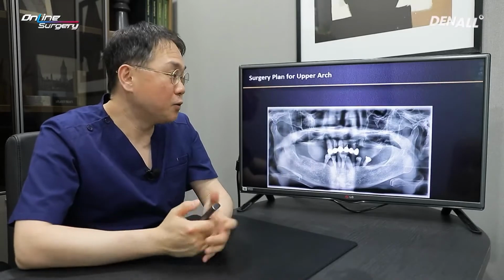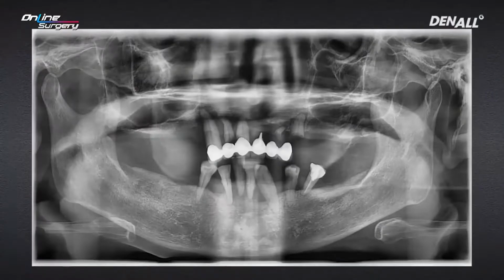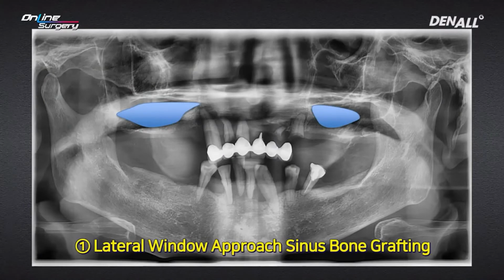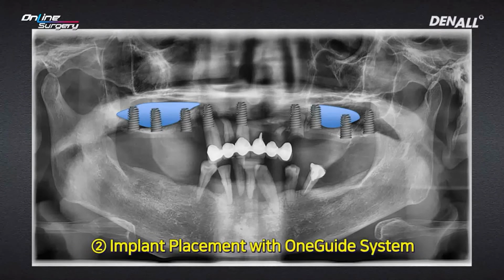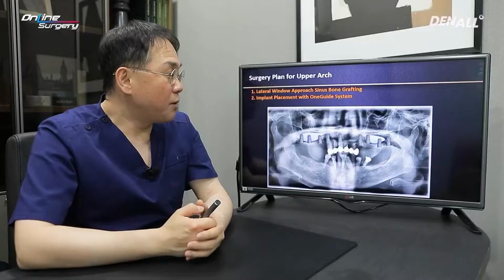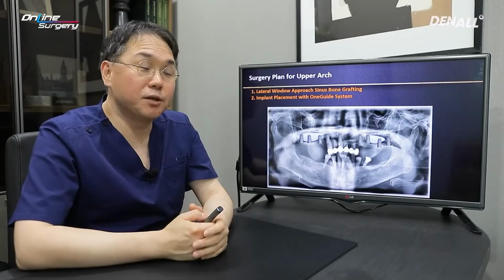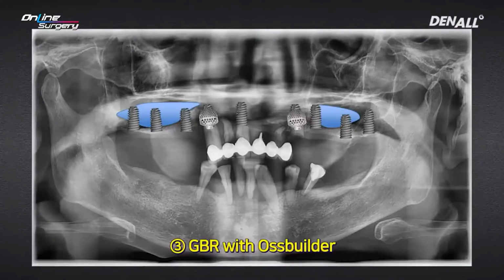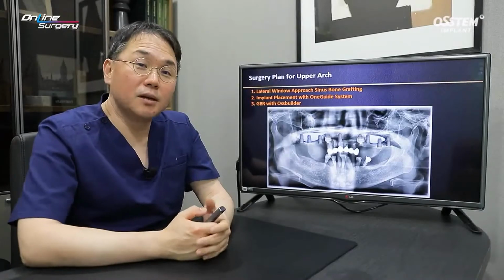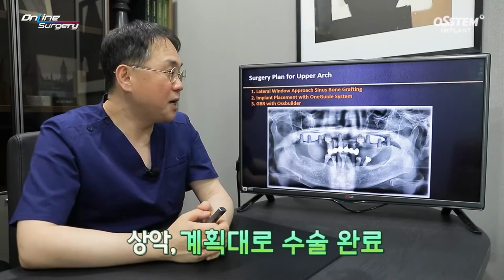First, let's look at the upper. 9 implants were planned. Let's look at the surgical plan. On both sides, the lateral approach was going to be used for sinus bone grafting, and to place the implants in ideal position, the OneGuide template was used to place the 9 implants. After that, in the anterior region, you can see a lot of vertical bone defect due to severe periodontal disease, and Osstem's Osbuilder was used for GBR. Contouring augmentation was done in the anterior area as well. Surgery for the upper was done in Osstem Meeting Life Surgery in China.